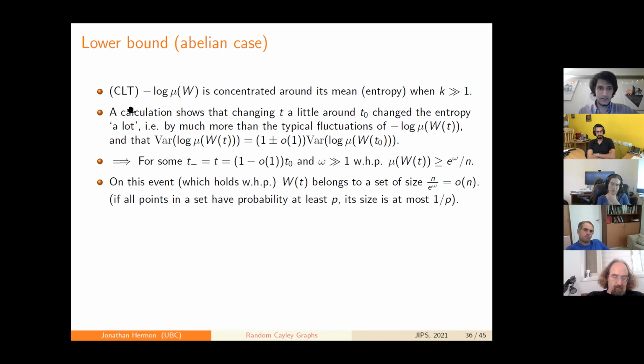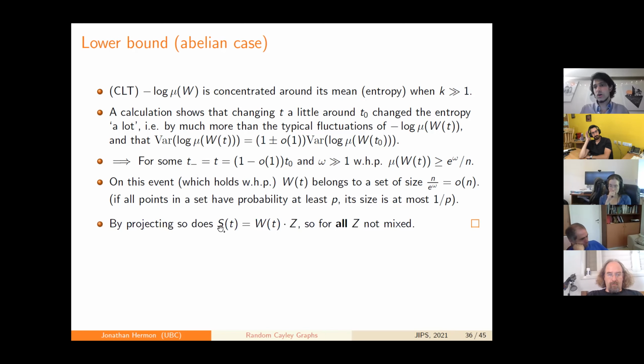Okay, so we're here. So on this high probability event that this holds, WT has to belong to a set which has cardinality at most the inverse of this lower bound. Okay, and because omega diverges, this set is of size little o of the size of the group. And this is simply because if we have a set and some distribution that gives each point probability at least p, then the size of the set can be at most 1/p. Okay, so on a high probability event, WT is supported on a tiny set.